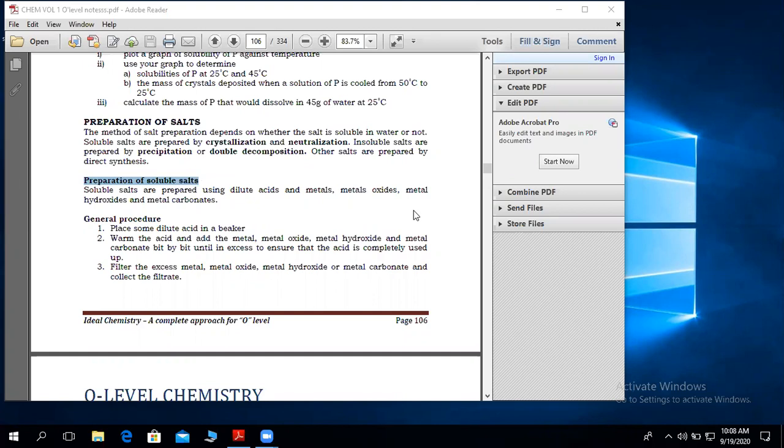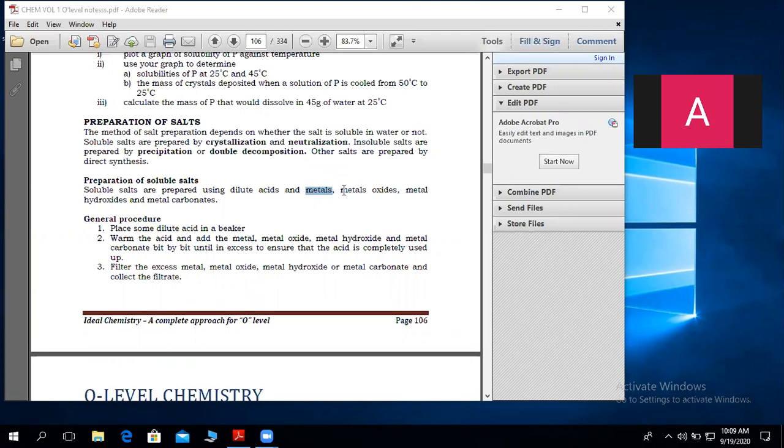So if you want, let's say, copper 2 sulfate, then you can use copper metal. No, you cannot use copper metal because copper does not displace hydrogen from acids. So you can use copper 2 oxide and you add sulfuric acid. There you will get copper 2 sulfate.